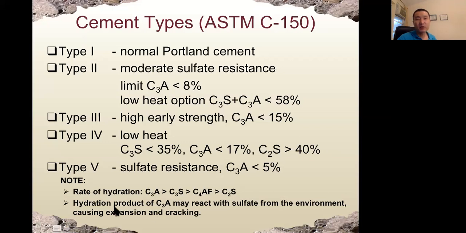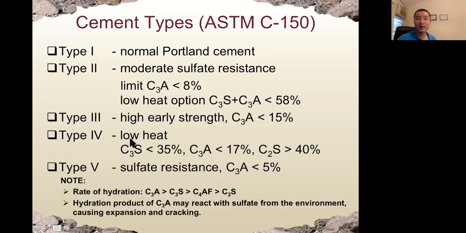Some of type 2 cement has low heat options. So if that's the case, we should limit the amount of C3S and C3A to less than 58%. Type 3 cement is called high early strength cement. So we should limit the amount of C3A to 15% or less.